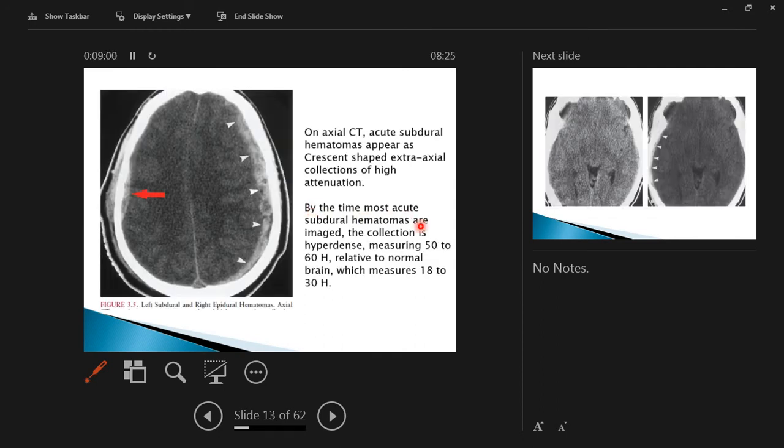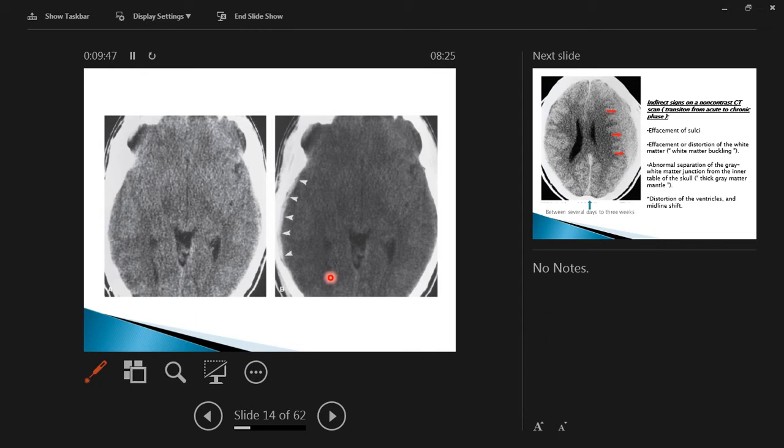This is a non-contrast CT image showing acute subdural hematoma, which appears as a crescent-shaped extra-axial collection of high attenuation. By the time most acute subdural hematomas are imaged, the collection is hyperdense, measuring 50 to 60 Hounsfield units relative to the normal brain, which measures 18 to 30. So this is the case of the acute subdural hematoma. It shows a hyperdense collection. On the other side, we have the epidural. This is another example of the subdural hematoma.